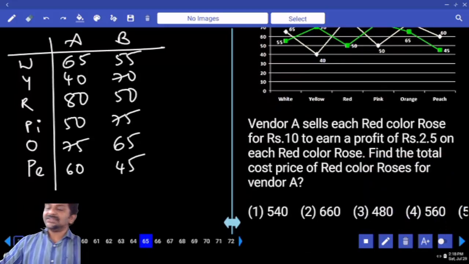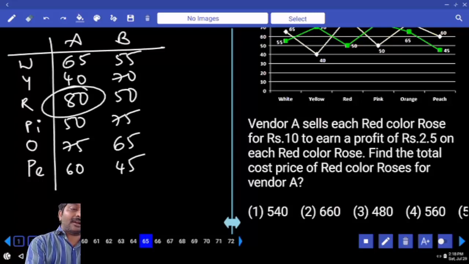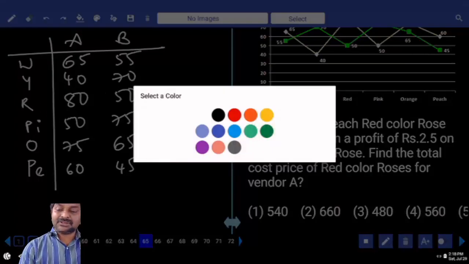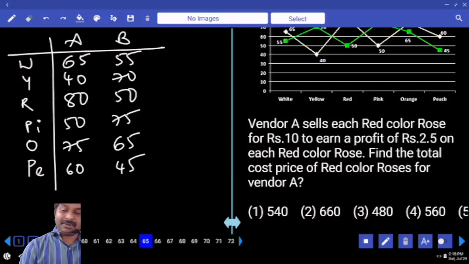Vendor A sells each red color rose for 10 rupees. Vendor A, red color, how many are there? And each cost is 10 rupees, right? How much is its total cost?